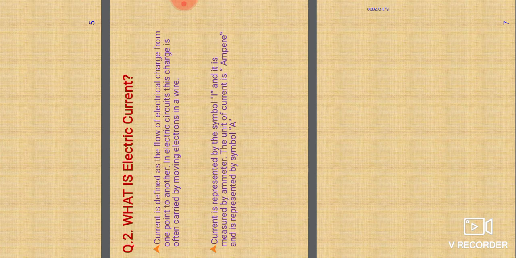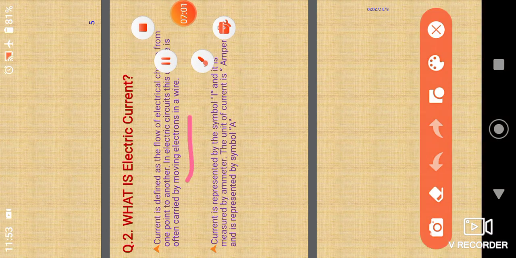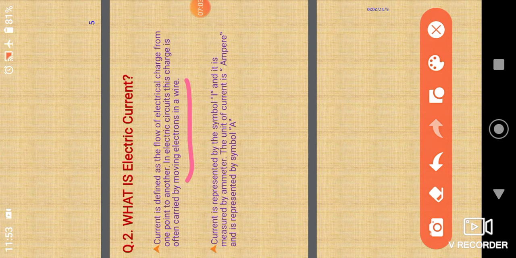In an electric circuit, this charge is often carried by moving electrons in a wire. Moving electrons in a wire, very important points. Current is represented by the symbol I and it is measured by an ammeter. The unit of current is ampere and is represented by the symbol A.